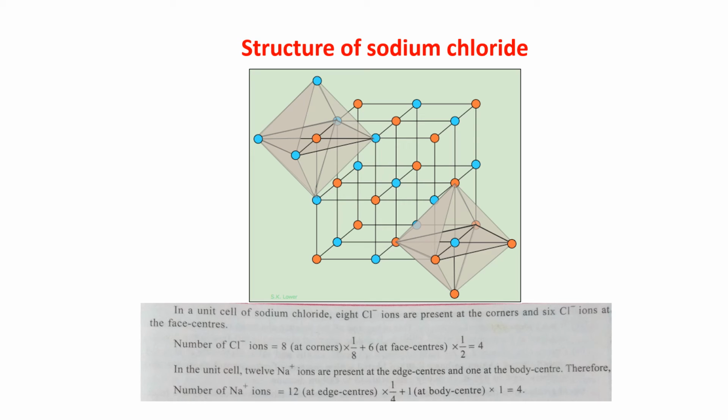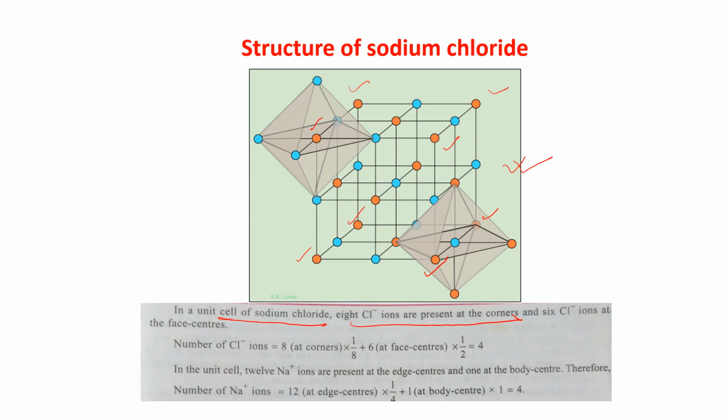See this slide. In this slide, the structure of sodium chloride is shown, and you can understand that in the unit cell of sodium chloride, 8 chloride ions are present at the 8 corners. See this one, this one, this one, this one, 4 below, like that. 8 corners, 8 chloride ions are present.